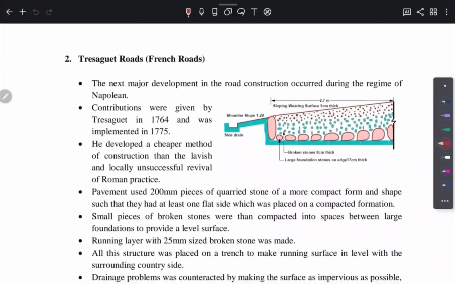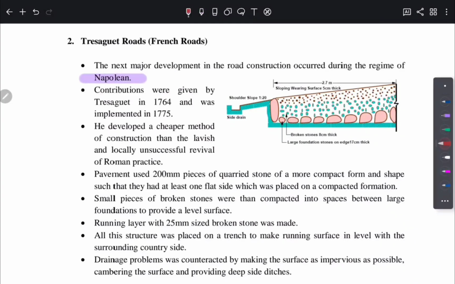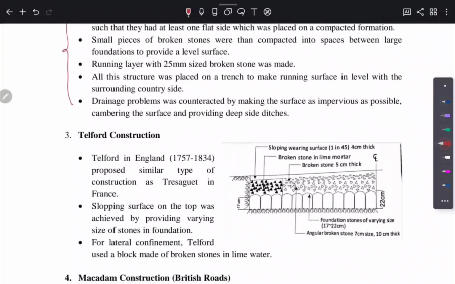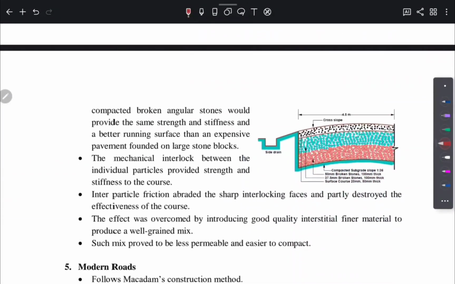Then comes the Tresaguet road or French roads. Major development in this road construction happened during the Napoleon period. More detail of this road is given in points 4 to 9. Next is Telford construction. This is a very similar type of construction to what we already saw in Tresaguet in France. Such a road typically has a slope so water can run off easily. Next is macadam construction or British roads, which is recognized as the first scientific road construction method. These roads were typically designed and constructed after proper study of what had been done in the past. This is a typical diagram of macadam roads.